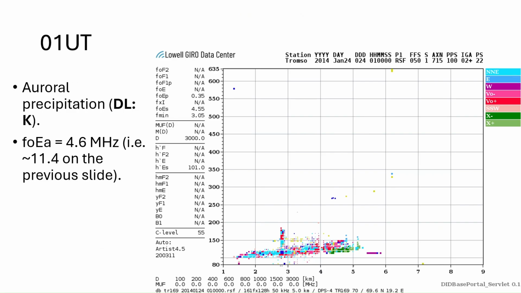In this case, if you're using descriptive letters, you'll want to classify this one as K, saying that there is precipitation contaminating the ionogram.